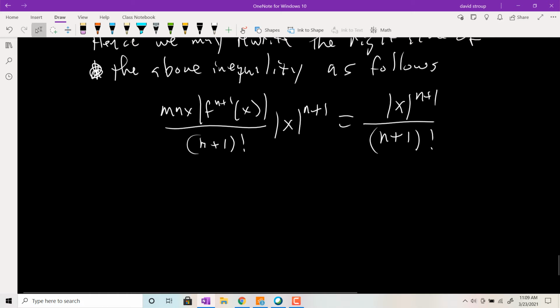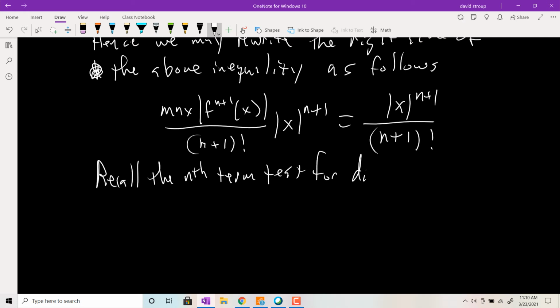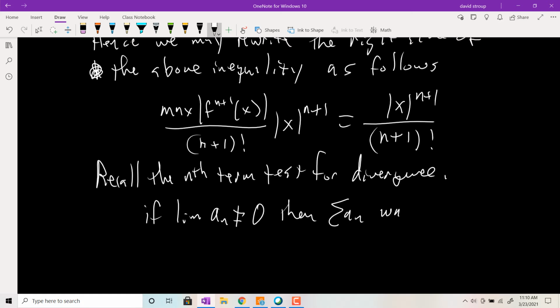Okay, so how do we pull this off? We're going to have to use, in a weird sort of way, the nth term test for divergence. Okay, so recall the nth term test for divergence. And what did that say? That said, if the limit of a sub n, the terms of the series, did not equal 0, then the series a sub n was divergent.